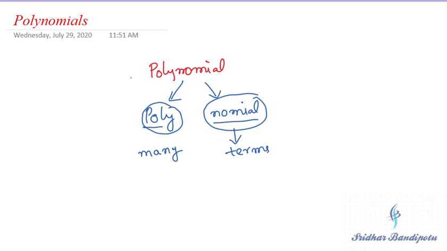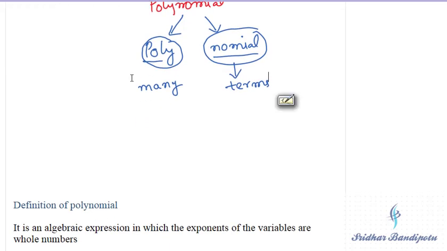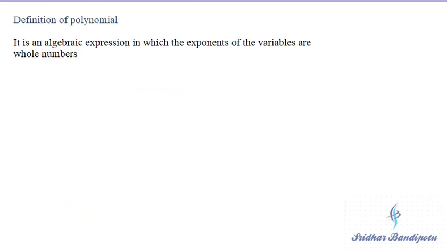So polynomial is derived from two Greek words, poly and nomial. So the meaning is many terms, but actually the definition of a polynomial is different. Let's see the definition. It is an algebraic expression in which the exponents of the variables are whole numbers. This is the actual definition of a polynomial. We'll discuss more about the definition, but before that let us understand what is an expression.